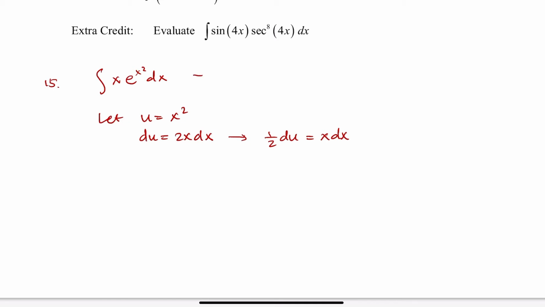So that equation changes to the integral, 1/2 you can take out, and e to the u du. Now when you take the antiderivative, 1/2 e to the u plus c, and then you plug back in: 1/2 e to the u, where u was x squared, plus c. So that should be the final answer.